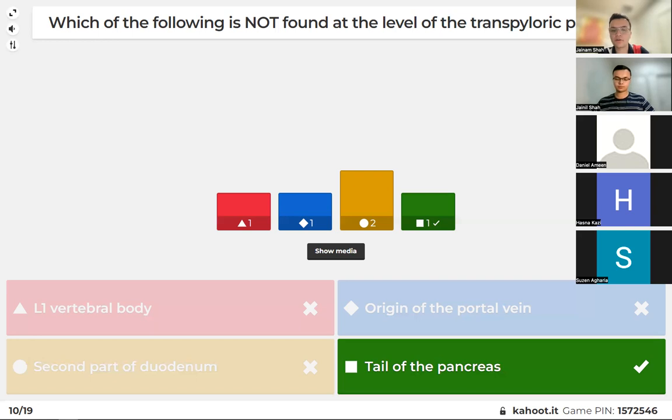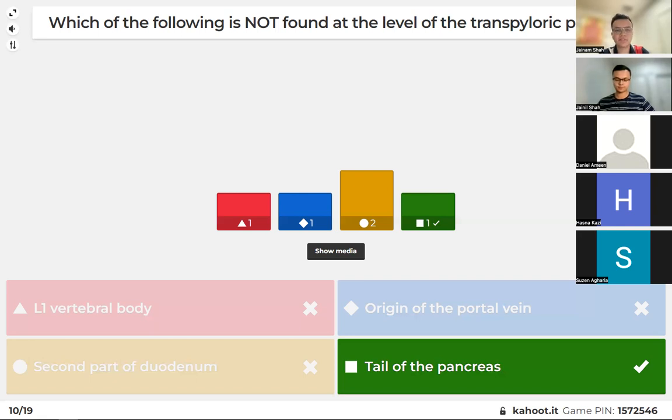The second part of the duodenum is also at that plane. The only thing that's not is actually the tail of the pancreas. It's actually the neck of the pancreas that tends to be at this level. Sorry, I know it's such a small change, like tail versus neck, but it really is quite specific to the neck of the pancreas.